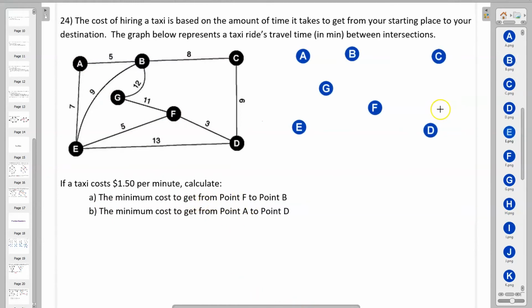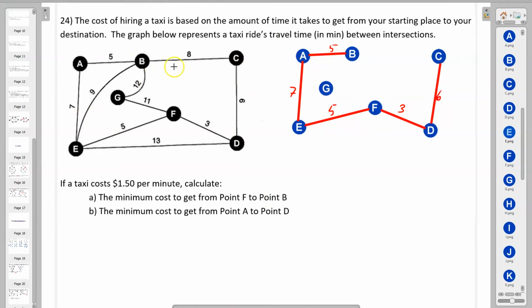We begin by duplicating the vertices from the original graph. Now, because we're being asked to look for the minimum cost, we're going to start with the edges with the smallest weights. In this case, the smallest weight is the edge F to D, which has a weight of 3. After the weight of 3, the next smallest is from E to F and A to B. They're both 5. After 5 comes 6, which is edge C to D. The next smallest is 7, joining A to E.